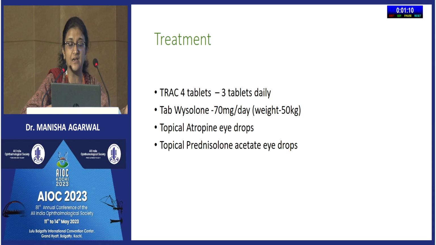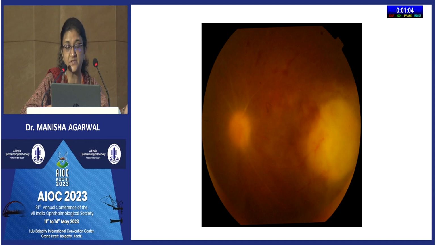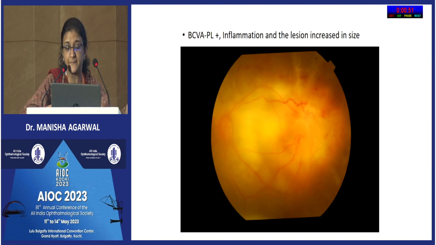The patient was started on anti-tubercular therapy. Steroids were given, and of course topical atropine and prednisolone eye drops. The patient started responding very well. You had a beautiful regression of the ONH granuloma, and also there was more aggregation of the macular granuloma. So we were very sure that the patient is responding well.